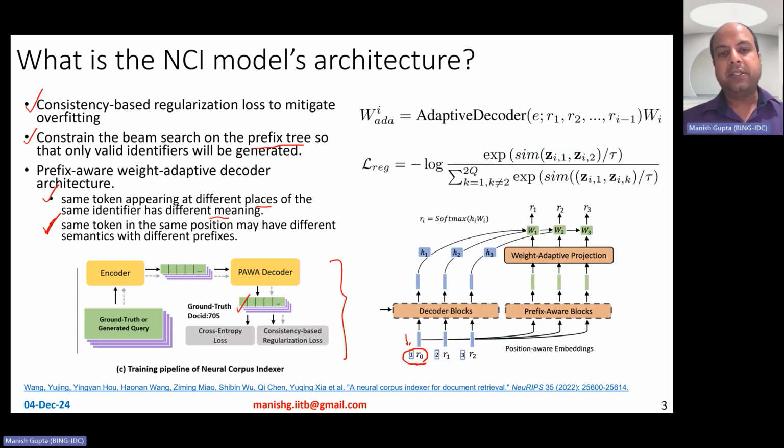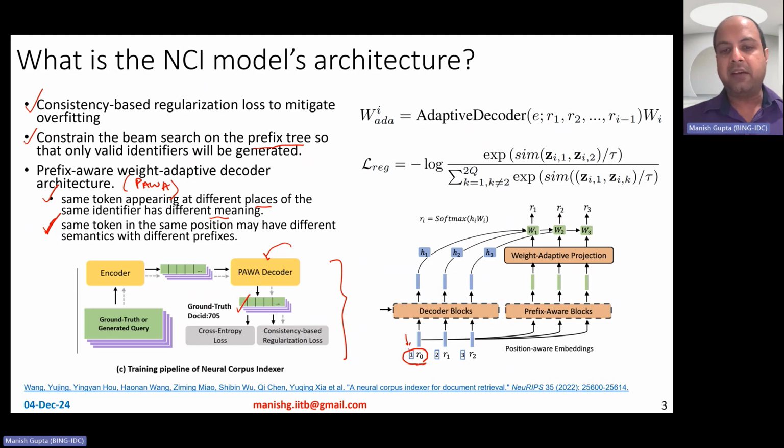And that is why they come up with a revised decoder. This decoder is not the usual transformer decoder. It's a revised decoder, and they call it the PAWA decoder, or the prefix-aware weight adaptive decoder. Now, how does this work is the question. The way this works is as follows.